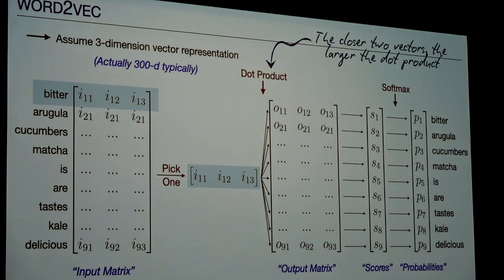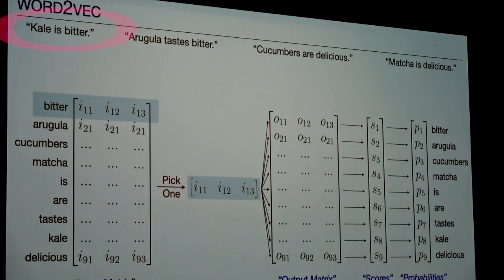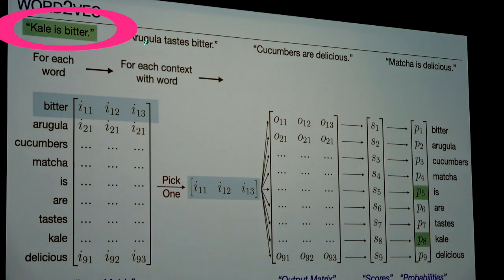So, what do we want to get out of this? Well, if we take our sentences, our context sentences here, for each word, so let's start with bitter, and then for each context with that word, in this case it would be is and kale, what we're going to do is we're going to move through here, we're going to take the dot products across both the input and the output matrix of everything. But then we're going to train it.